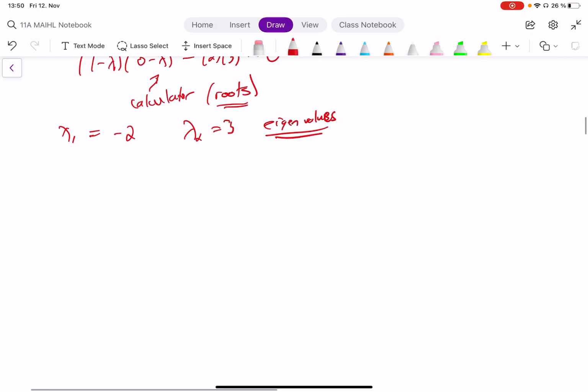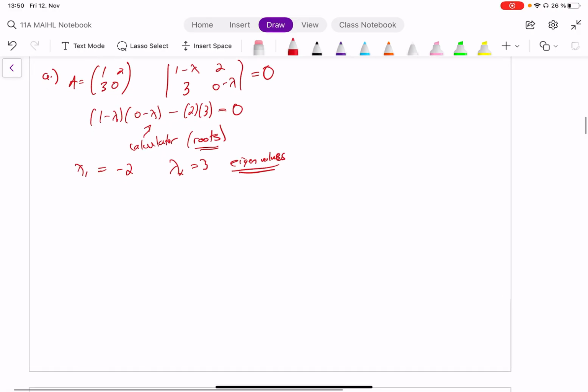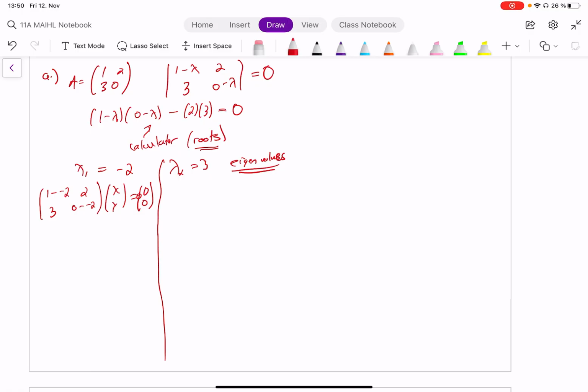So let's look at our first one. If I plug in -2 into the matrix, it would be 1 minus -2, 2, 3, and 0 minus -2, times xy should equal 0, 0. Right, and so that's going to be our first one. So it's really 3, 2, 3, 2, xy equals 0, 0. And so I get 3x plus 2y, that's going to equal 0. And so 2y is -3x, y is -3 over 2x.